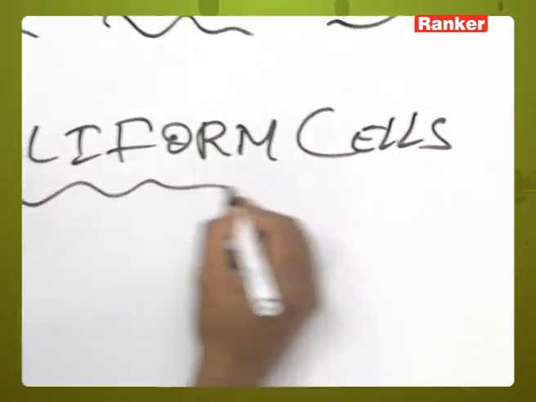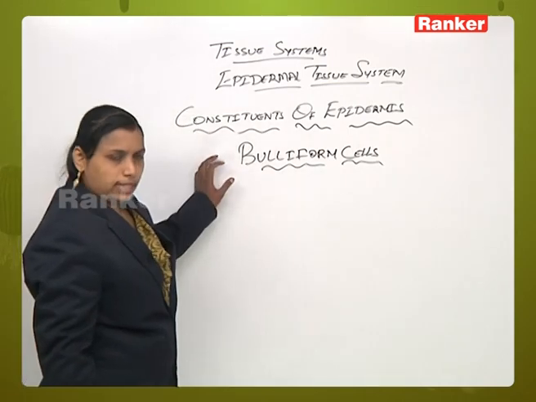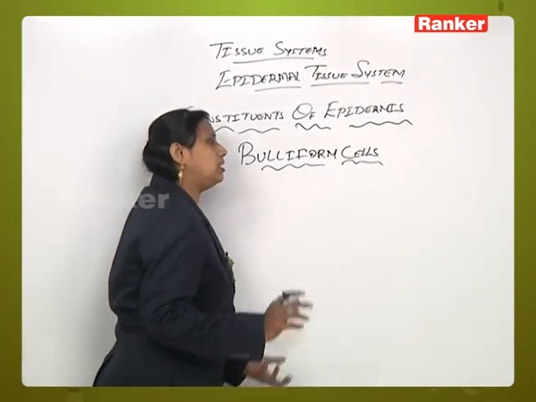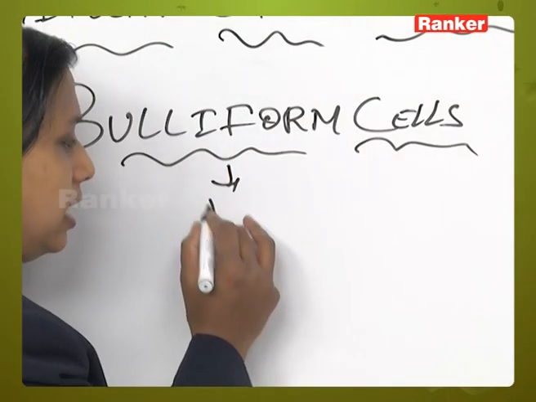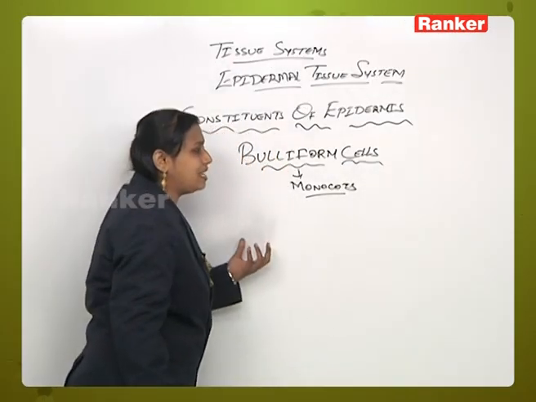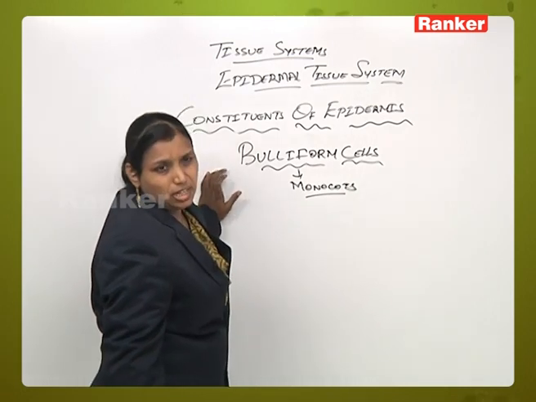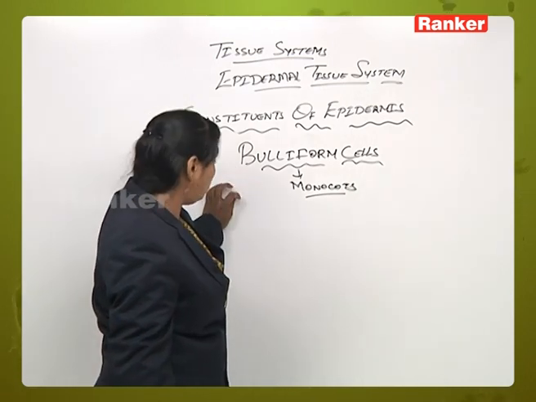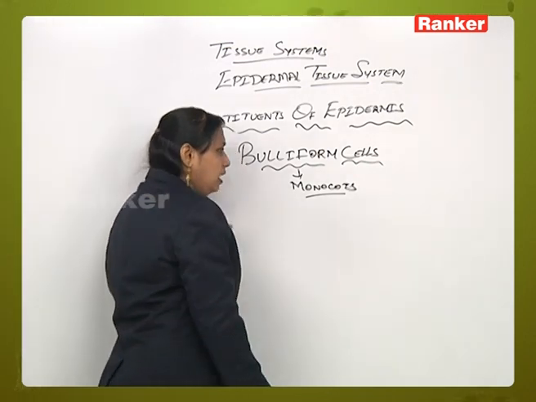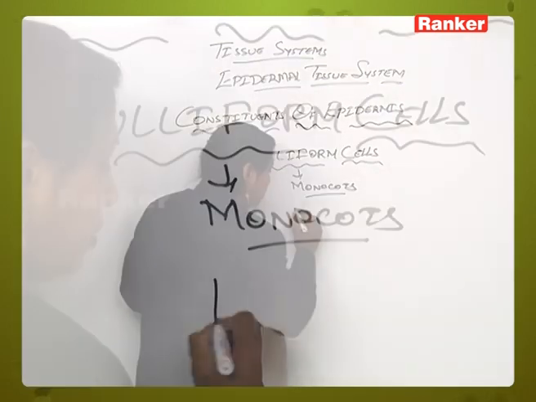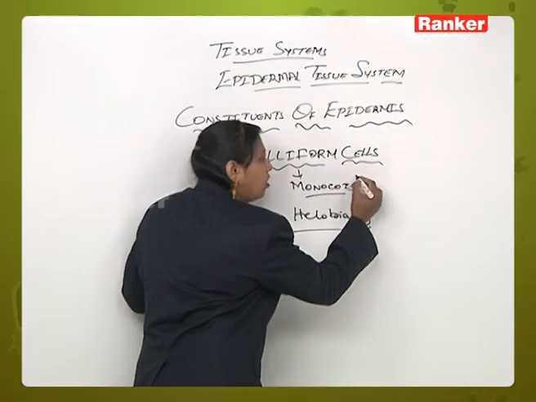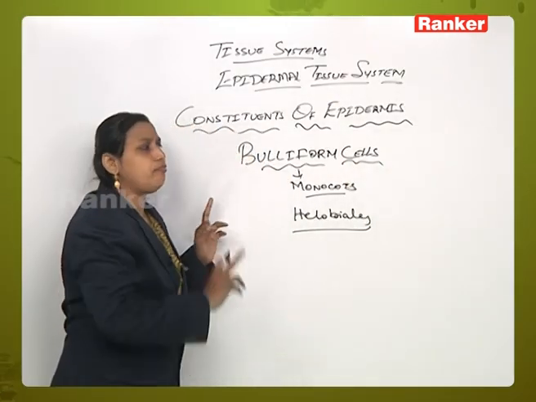Buliform cells. Another type of epidermal cells which are present are called buliform cells. Why buliform cells? Where are they occurring? These are normally seen in monocots. All the epidermal cells which are specially seen in the monocots are not called epidermal cells, we call them buliform cells. Except in the Graminaceae group, except in halobials, all remaining Graminaceae members will show the presence of buliform cells.